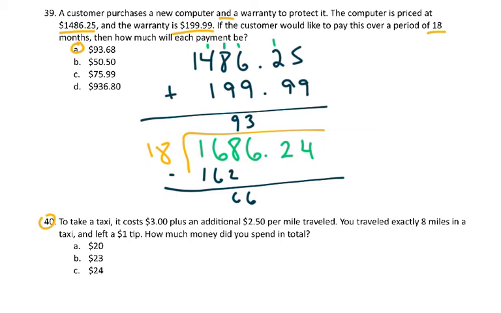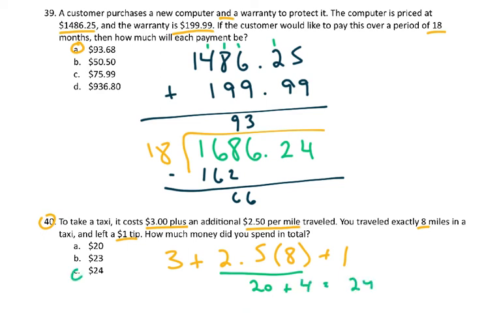And then 40, last question, it says it costs $3 plus $2.50 per mile. So 3 plus 2.5 per means times the 8 miles that we traveled. So this is the equation that I would write for this. But then there's that last part that says I left a $1 tip. So I got to make sure I, at the end, add in plus 1. Use your order of operations to realize you got to multiply first. 8 times 2.5 should get 20. Plus 3 plus 1 is 4. So you should know that this is 24, C.